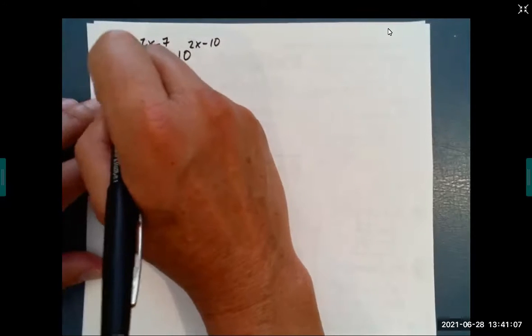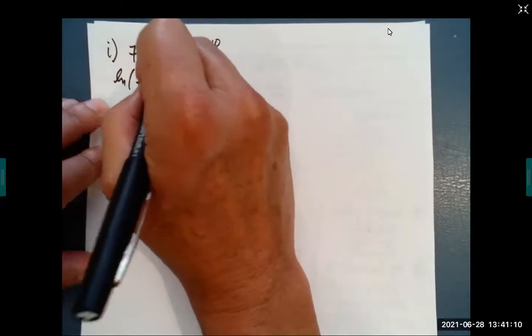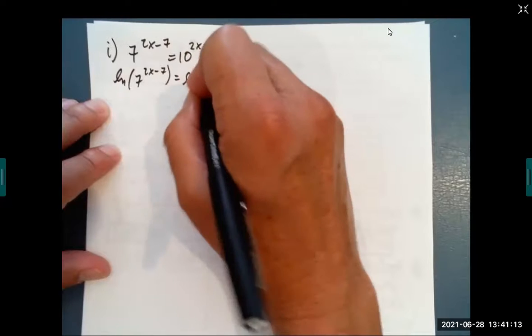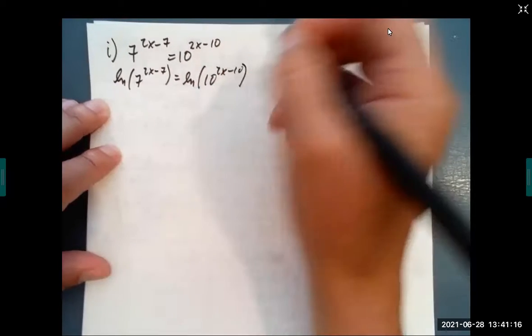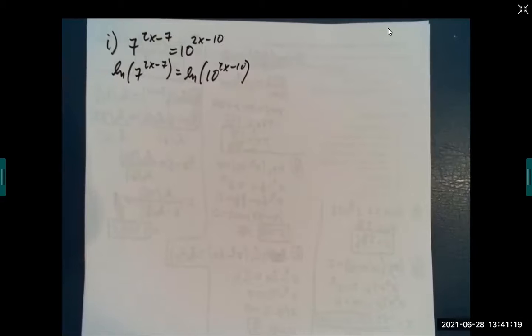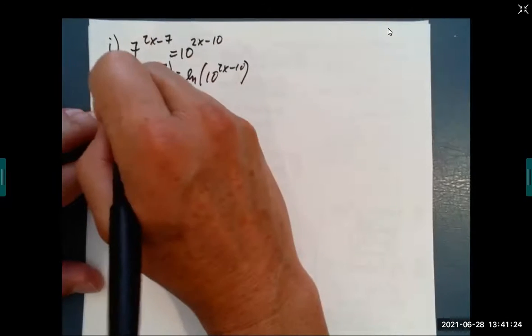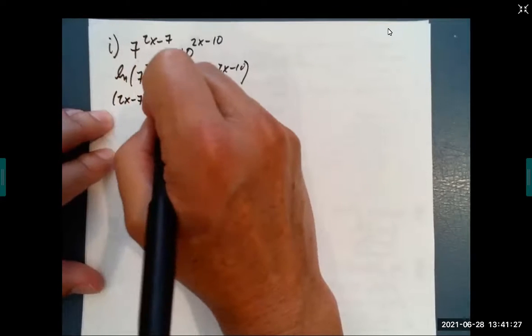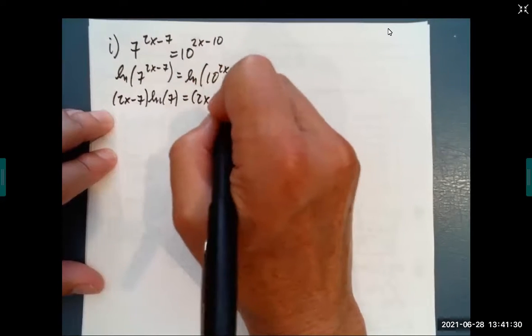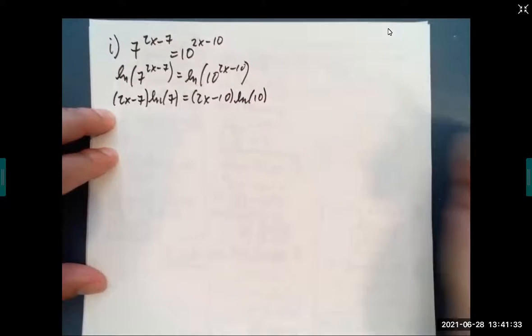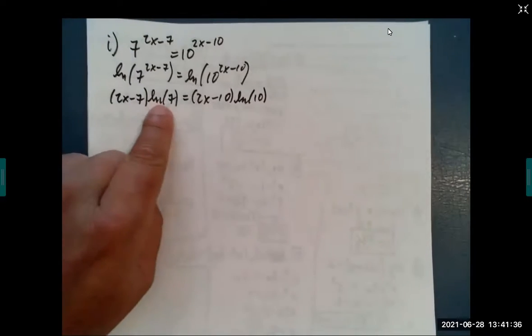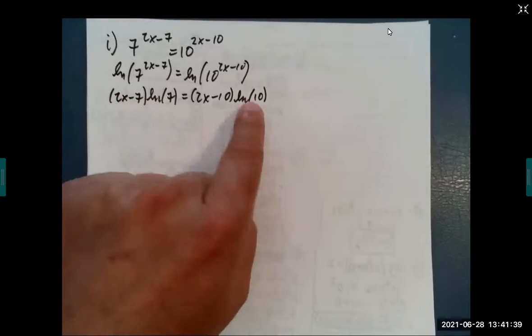So I'm going to go ahead and take log of both sides. You can do common log or natural log. That's totally up to you. I like natural log, so I'm going to do natural log. And yeah, so I'm going to bring the exponents down. That's the reason I'm taking the logarithm. And I'm actually going to distribute the ln of 7 to both of these and the ln of 10 to both of these.